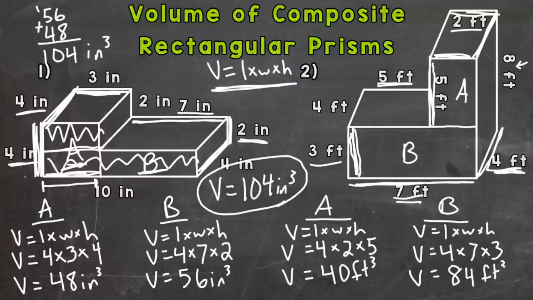So we get to 40 plus 84, which is going to give us 124 cubic feet. So I'm going to write it inside of our composite rectangular prism here because I'm running out of room. So 124 cubic feet. So there you have it. There's how to calculate the volume of composite rectangular prisms. Break your figure down into 2 rectangular prisms and then add those volumes together to get the volume of the entire figure. Hopefully that helped.